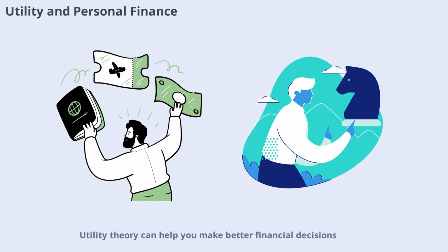utility. Utility theory can help you make better financial decisions. Whether you're budgeting, investing, or saving for a goal, thinking in terms of utility helps you prioritize what matters most. For example, you might assign higher utility to experiences over material goods or to long-term security over short-term spending. This approach supports smarter, more satisfying financial choices.